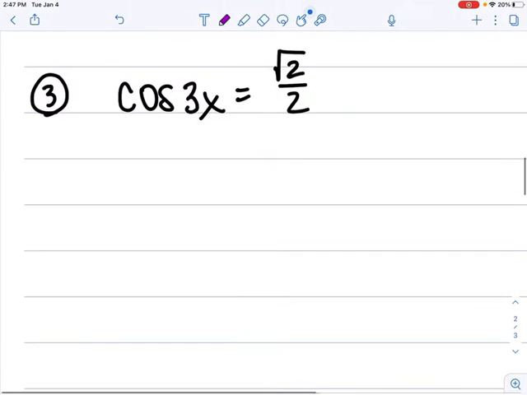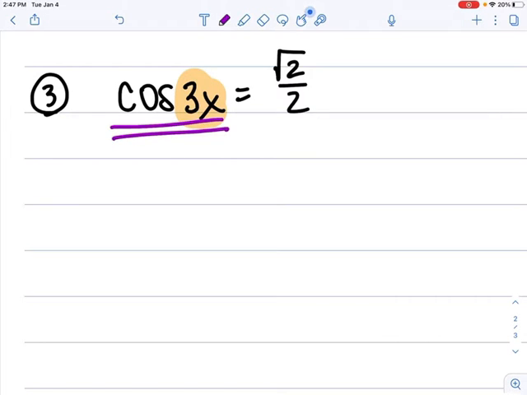Okay. Now, I do really quick want to talk about the case where we have an angle that isn't just x or theta or whatever. There's a coefficient with it. At this point right here, we cannot divide that 3 out. The 3 is with the x inside as the angle. So instead, we need to think about where is the cosine equal to radical 2 over 2. Well, that happens at pi over 4 and 7 pi over 4.